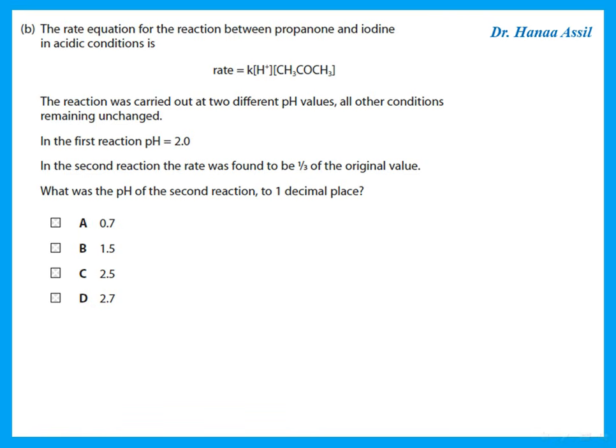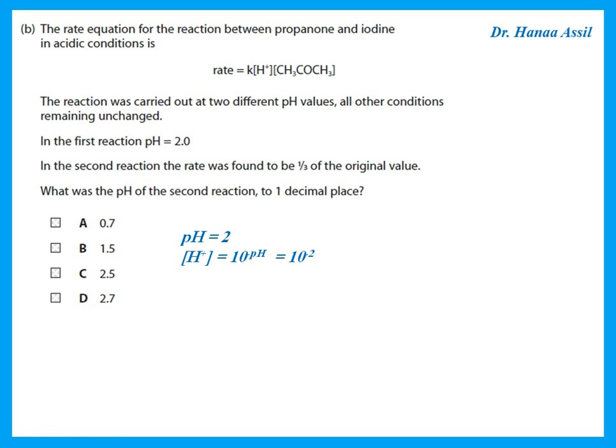The rate equation for the reaction between propanone and iodine in acidic conditions is this. The reaction was carried out at two different pH values, all other conditions remaining unchanged. In the first reaction, the pH was 2. Now, in the second reaction, the rate is 1/3 of the original first reaction. What was the pH of the second reaction? Okay, now what do we have? He said in the first reaction, the pH is 2.